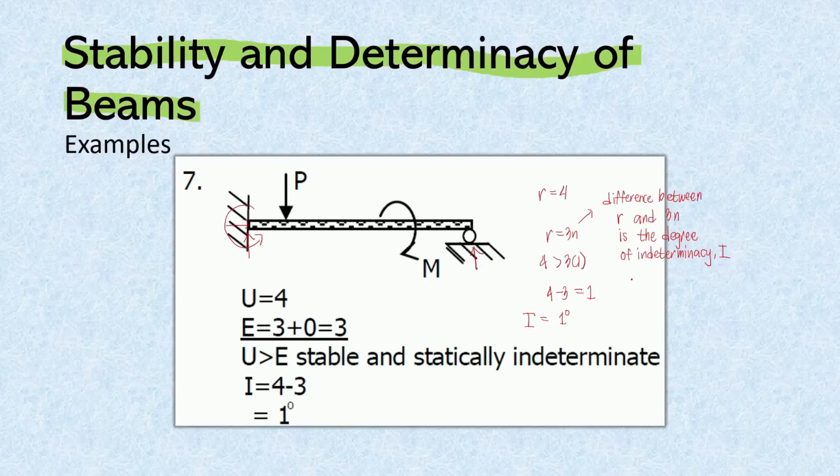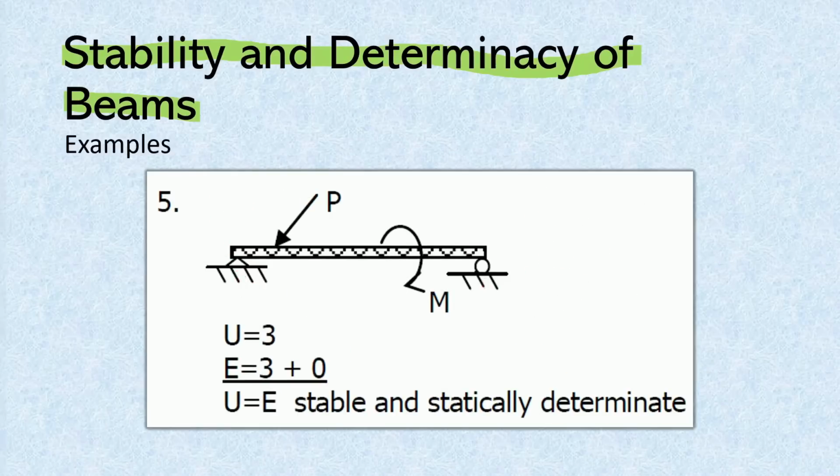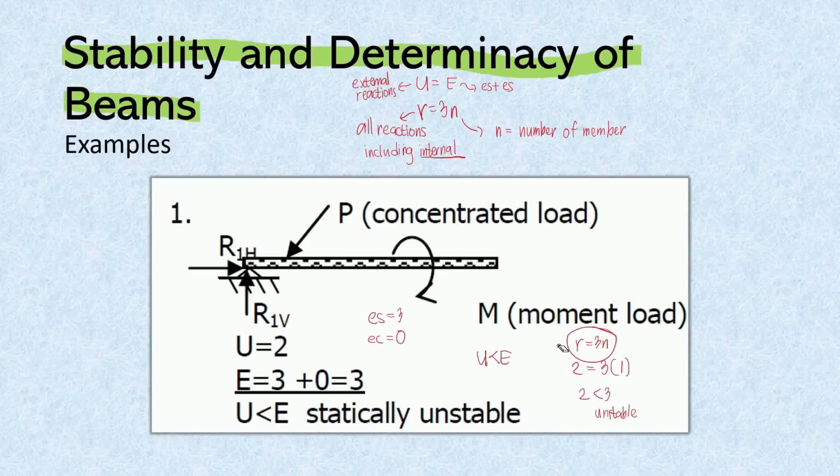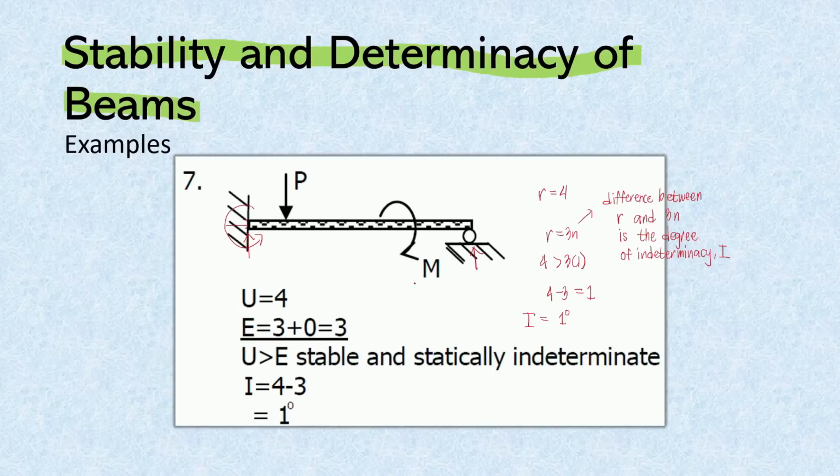If the difference between R and 3N will come out to be negative, then that means that your beam is unstable. Again, let's go back to this example. Now, the difference between R and 3N will be 2 minus 3, which is negative 1. And so, since this is negative, that means that your beam is statically unstable. Now again, this beam is stable but statically indeterminate.